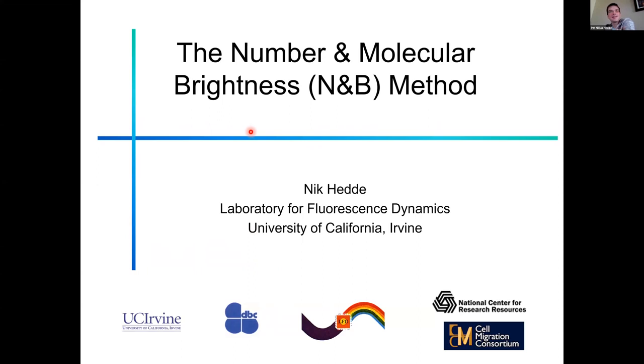Okay, thanks again. So this next presentation is about the number and brightness method, which can also be used to determine protein concentration. But instead of the motion or the diffusion coefficient, we measure the aggregation or oligomerization state of, for example, proteins, but it could also be other things like lipids in cells.